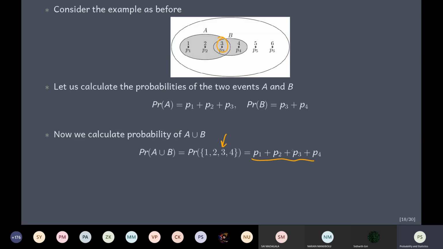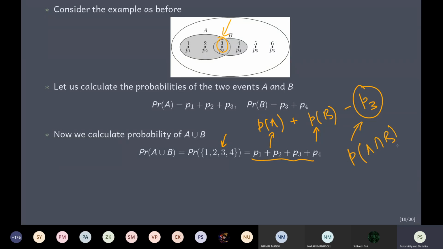And then I have 1, 2, 3, 4, which is the sum of these probabilities P1, P2, P3, P4. So if we have to guess a formula here, it was indeed probability of A plus probability of B, but then there was something in the intersection that we were supposed to remove, because it was counted here also and it was counted here also. So we could have removed probability of 3, one of that. That was nothing but probability of A intersection B.